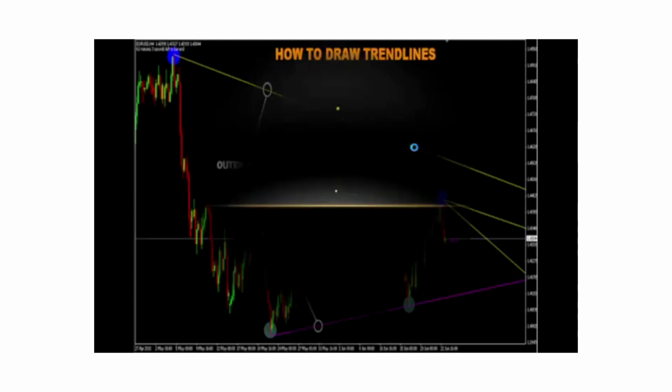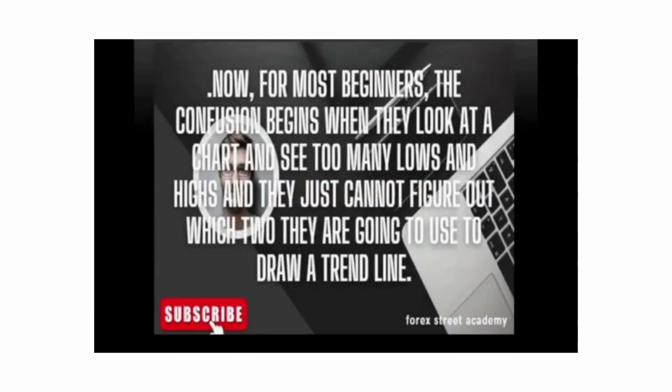All right, so we're going straight to our next topic now. For most beginners, the confusion begins when they look at a chart and see too many lows and highs, and they just cannot figure out which two they are going to use to draw a trend line. These are challenges that a lot of traders out there are facing. They look at the scale ups on the charts, and then they don't know how would I draw this, how will I scale up this thing, where will I enter from? These are some of the things that we are here to teach you guys.